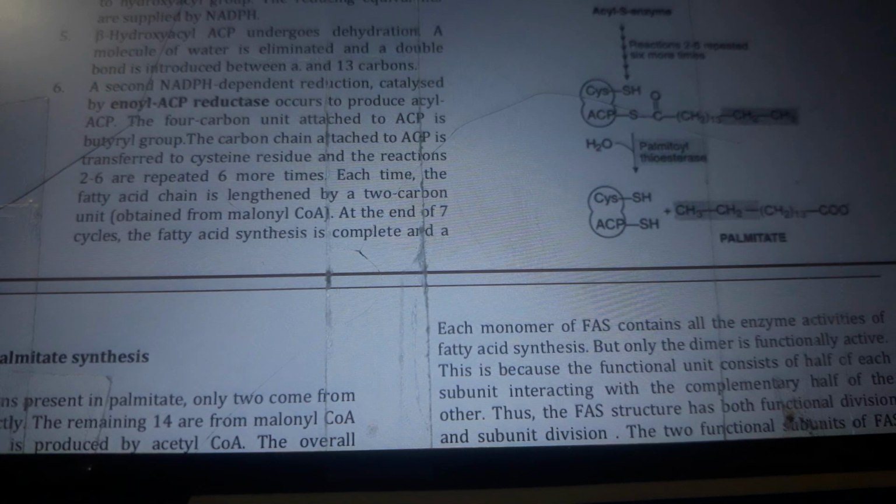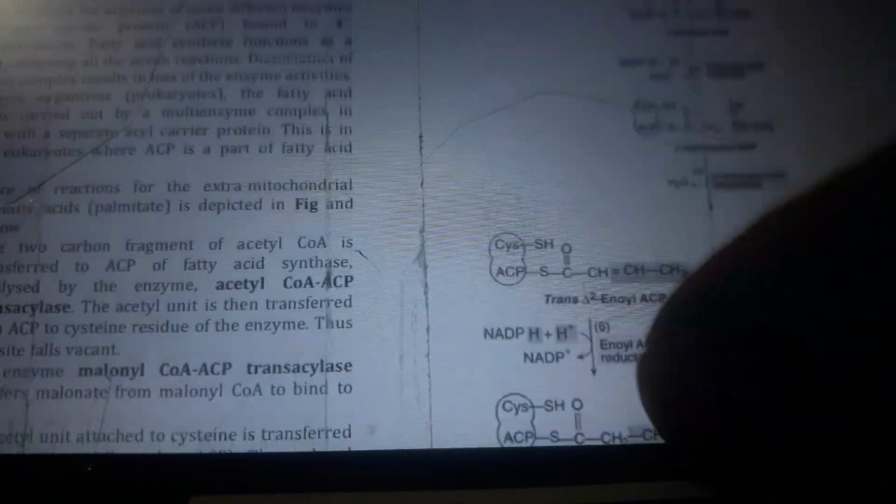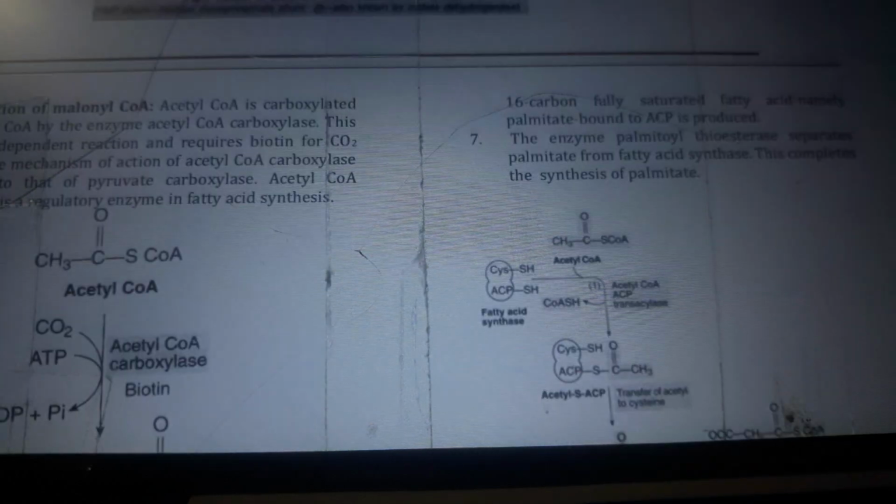At the end of 7 cycles, the fatty acid synthesis is complete and the 16-carbon fully saturated fatty acid, namely palmitate bound to ACP, is produced. The enzyme palmitoyl thioesterase separates palmitate from fatty acid synthase. This completes the synthesis of palmitate.